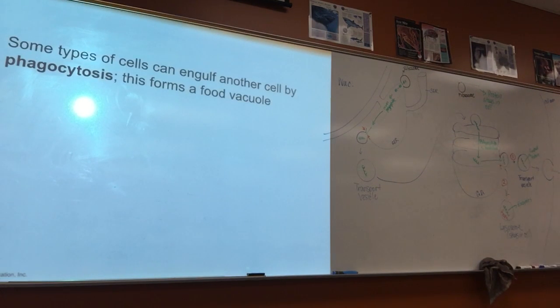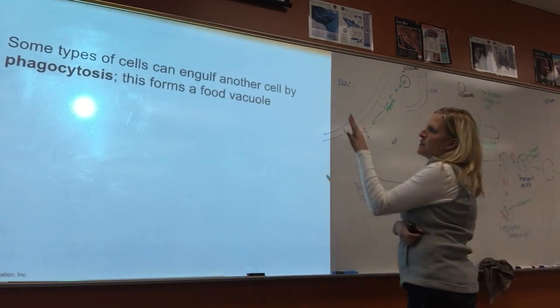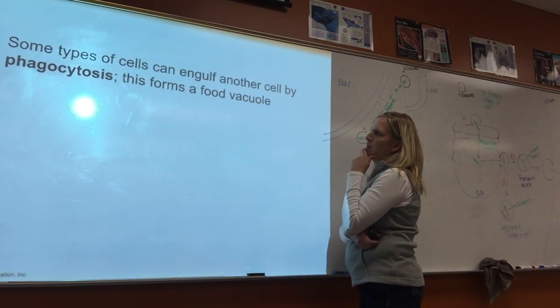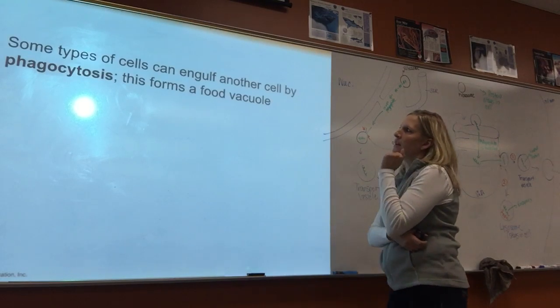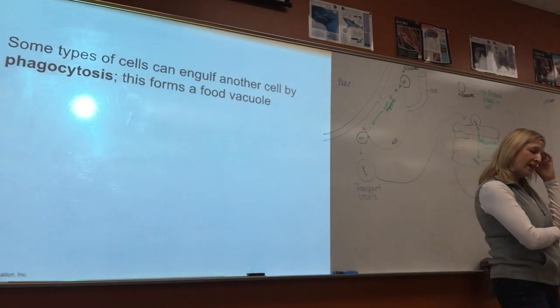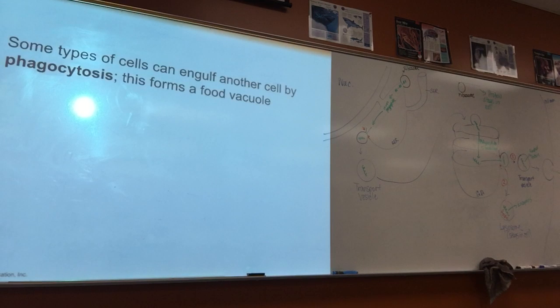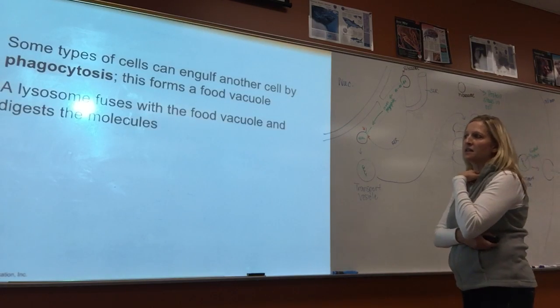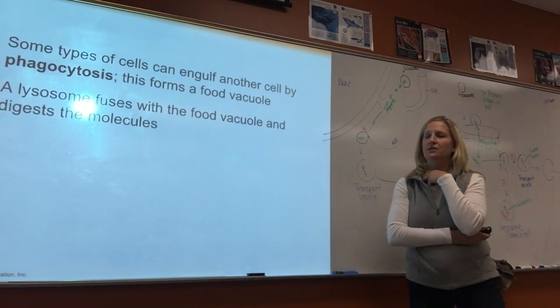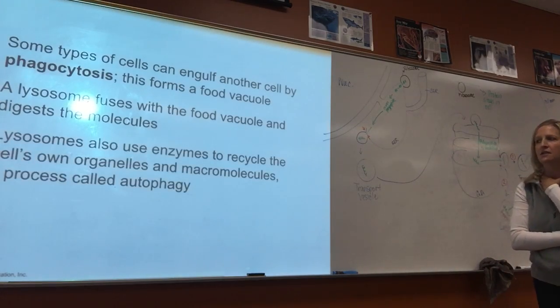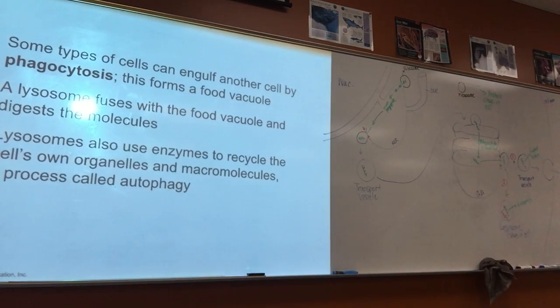So I'm going to give you some examples of the job of the lysosome. So what do these enzymes do? They can digest stuff, but in what situation would they do that? So I'm going to just write a few bullets here that I'm going to show you in a picture here. Some types of cells can engulf another cell by what we call phagocytosis, and I'll illustrate that in just a minute. And this forms what we call a food vacuole. Then the lysosome fuses with the food vacuole, digests the molecules. So that's job number one.